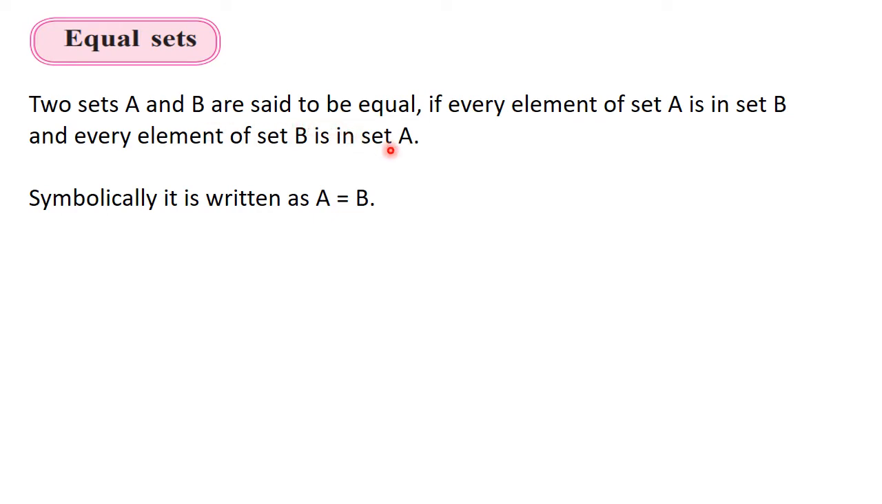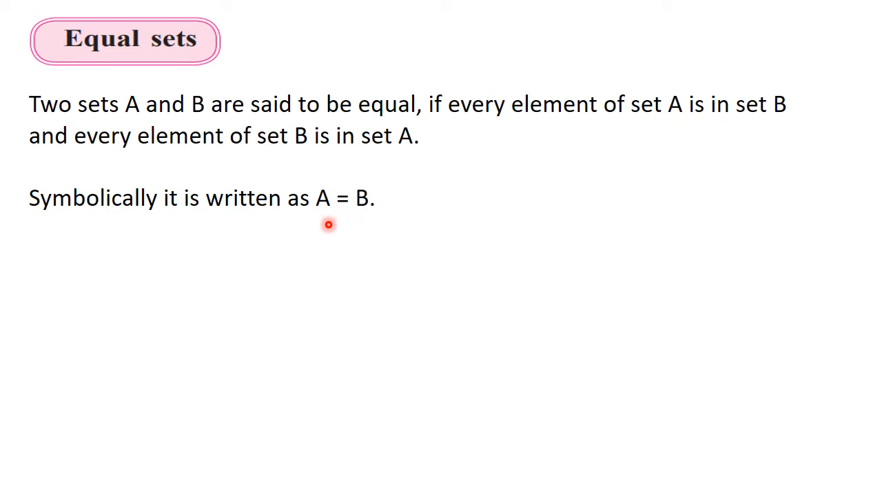So they are equal if every element of A is present in B and every element of set B is present in set A. Okay, so this is how we are going to define equal sets. Two sets A and B are said to be equal if every element of A is in set B and every element of set B is in A. Okay, means what? All the elements should be equal, should be the same. We are not talking about the number of elements, but we are talking about the elements. They should be the same. So symbolically, we can write it as A is equal to B.